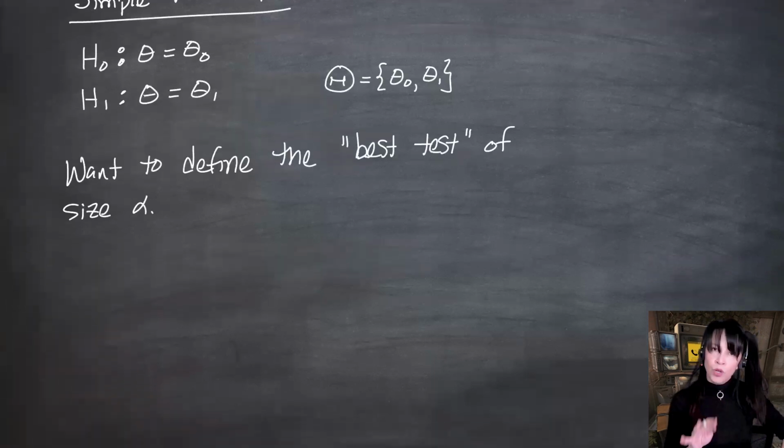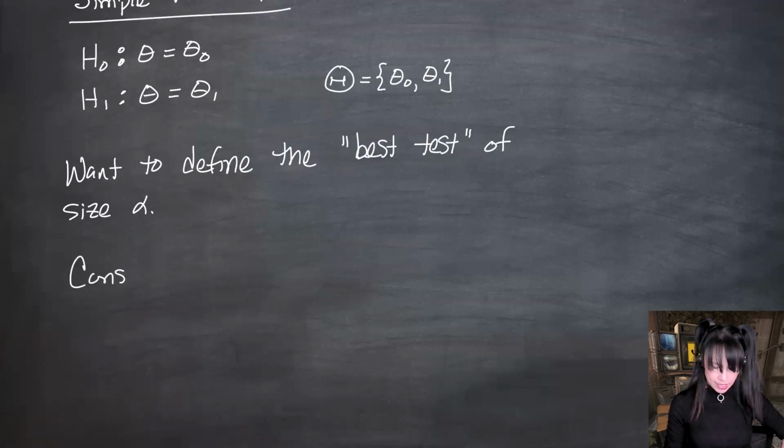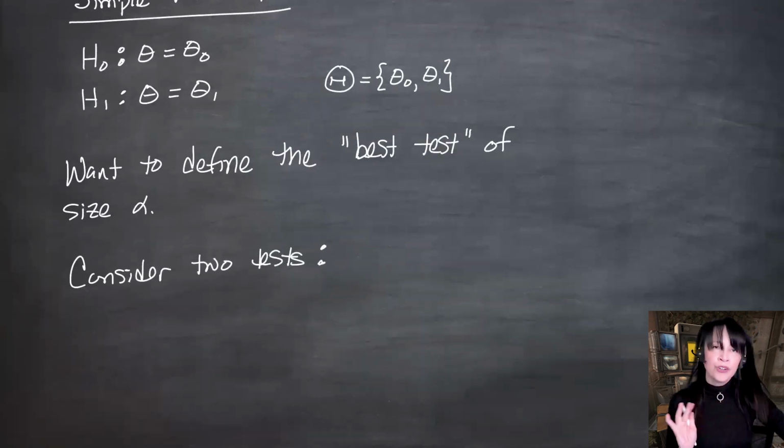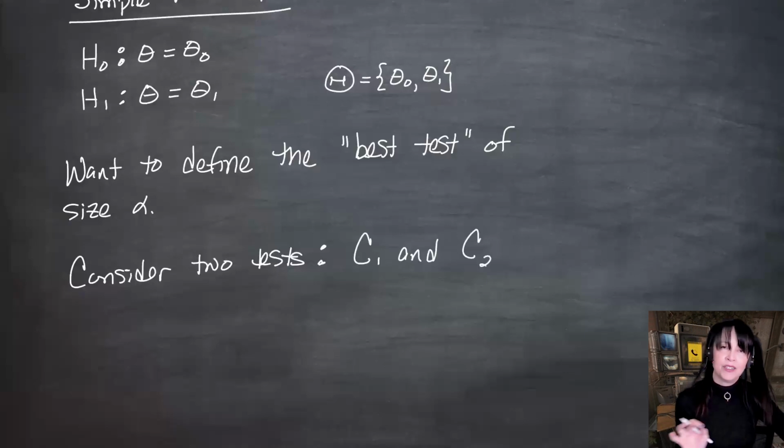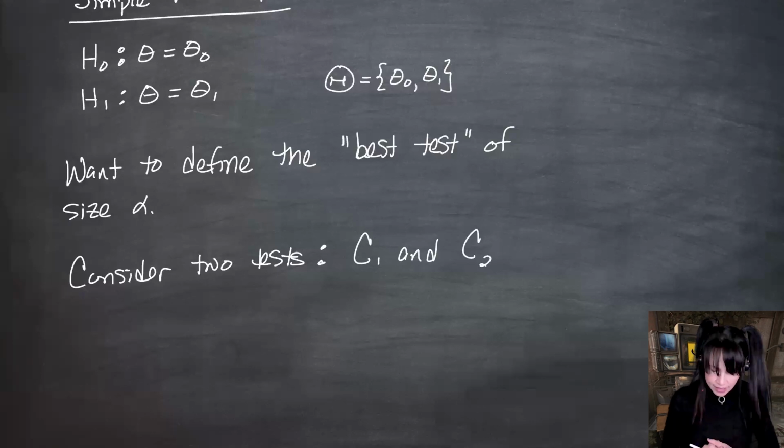So what makes one test better than another? Let's consider 2 tests which are defined by 2 different critical regions, C1 and C2. See how easy that was to describe 2 tests really quickly? I mean, I don't know what they actually are, but it's 2 different tests. Running an example, maybe this is the exponential distribution, and C1 is a test based on the minimum of the data, and C2 is the test based on the sample mean.